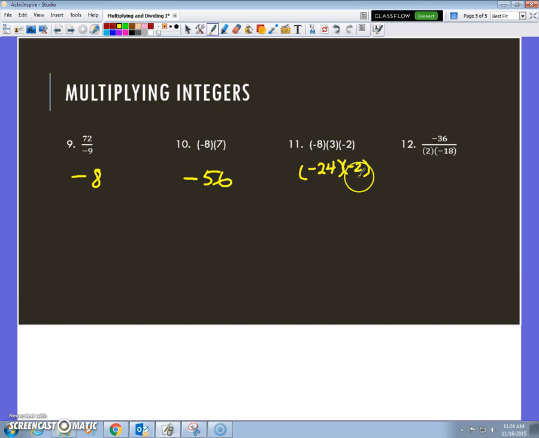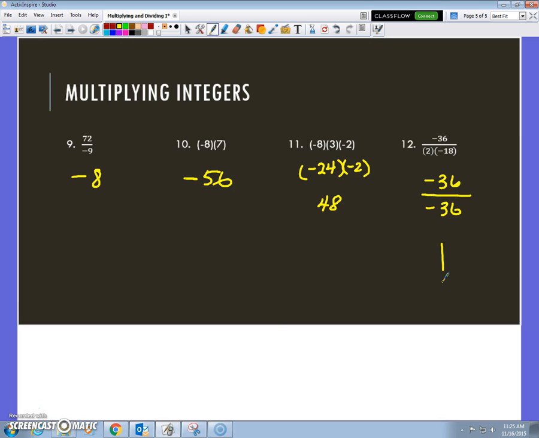When I take negative 24 times negative 2, those are both negative values, so I know my outcome will be positive. My product of 24 times 2 is 48. And then finally, negative 36 divided by a positive times a negative is negative 36. A negative divided by a negative, those are both the same sign, so my outcome will be positive. My quotient will be positive. 36 divided by 36 is 1, so positive 1.